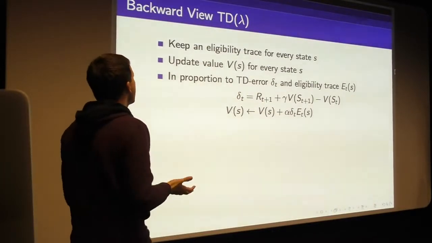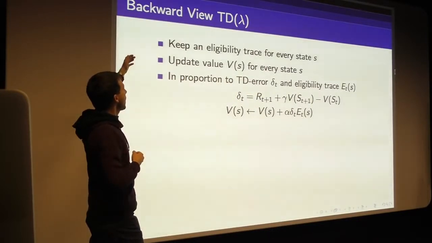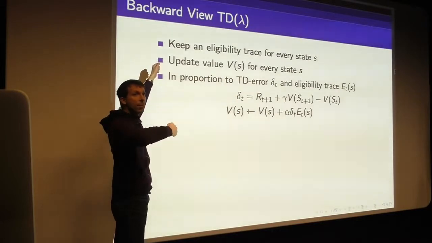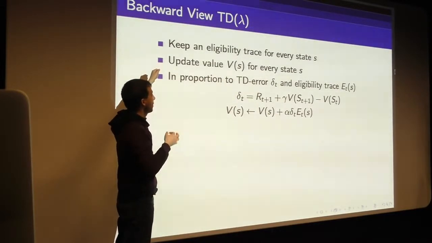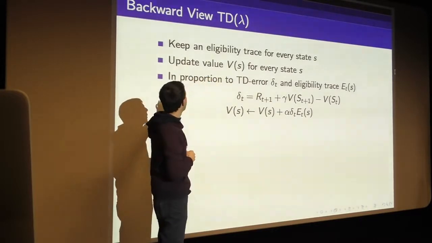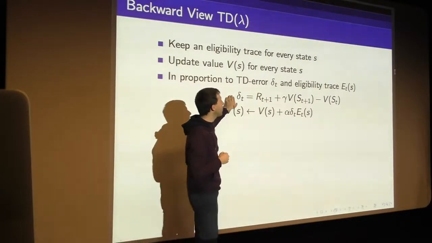So this gives us the backward view TD lambda algorithm. And what this gives us is the following algorithm, where for every state we're going to keep one of these eligibility traces. That's trivial computationally, it's just a simple operation per state. We update the value function for every state in proportion to both the TD error and the eligibility trace. So we compute our TD error.